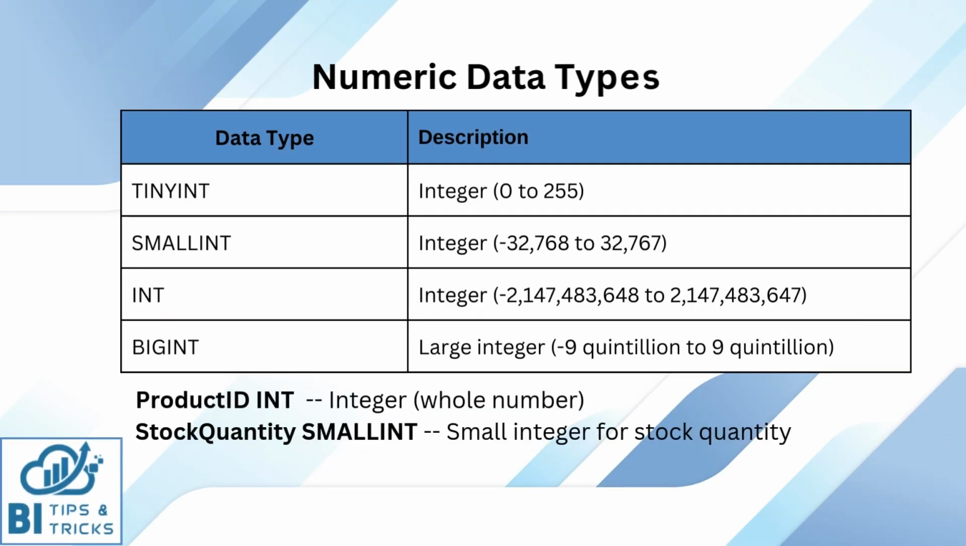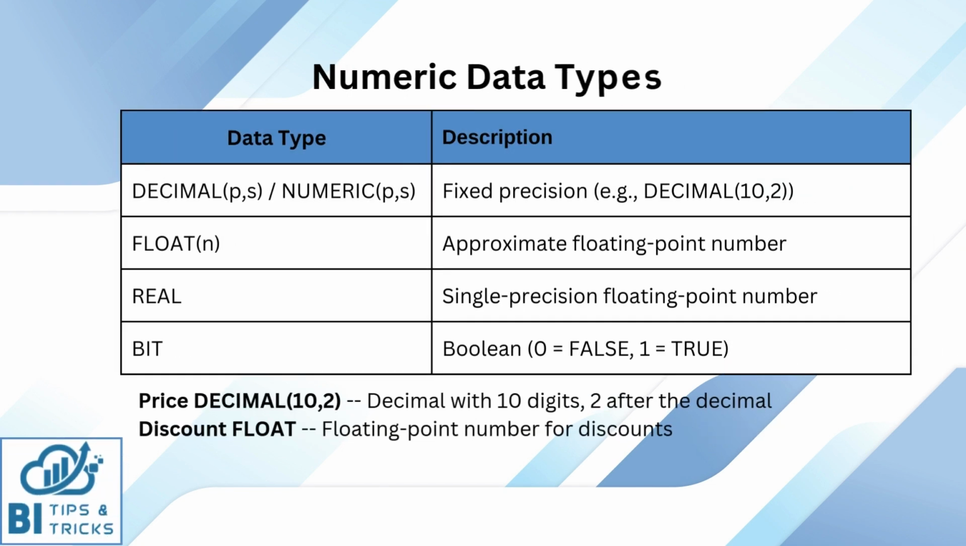Next type is numeric data type. As the name suggests, it is used for numeric columns like price, discount, quantity. Based on size, it can be tinyint, smallint, integer or BIGINT. If your data has fixed or approximate precision and decimals, you can use decimal, float or real. If your data has values 1 or 0 for true or false, bit can be used.